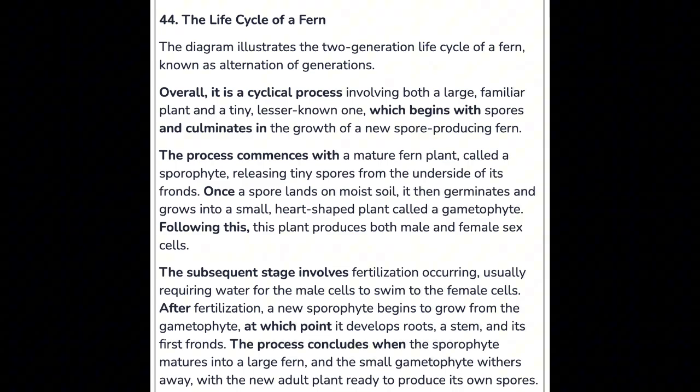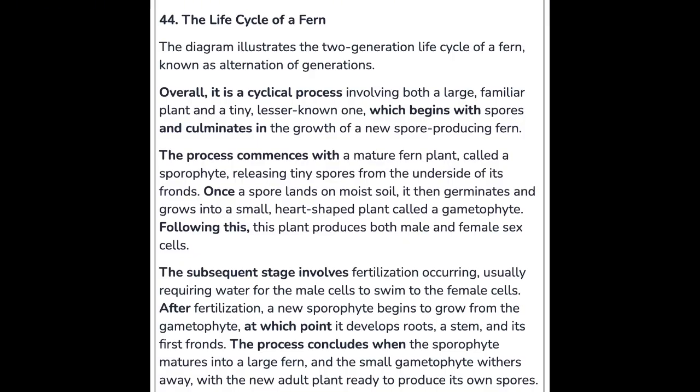The process commences with a mature fern plant, called a sporophyte, releasing tiny spores from the underside of its fronds. Once a spore lands on moist soil, it then germinates and grows into a small, heart-shaped plant called a gametophyte. Following this, the plant produces both male and female sex cells. The subsequent stage involves fertilization occurring, usually requiring water for the male cells to swim to the female cells.